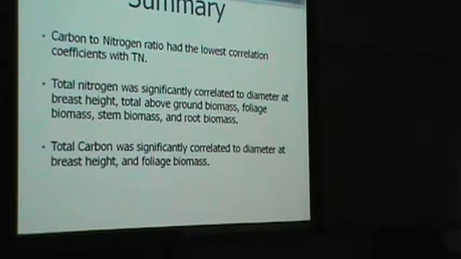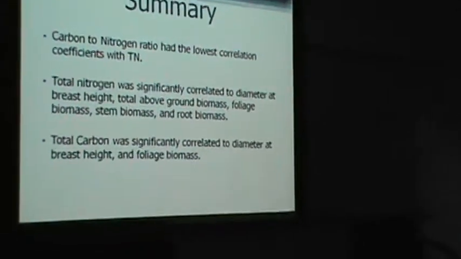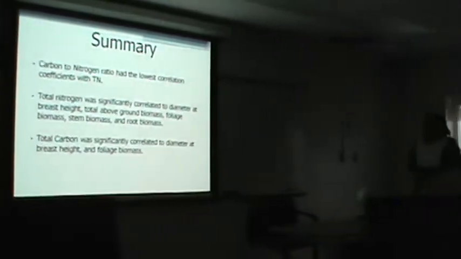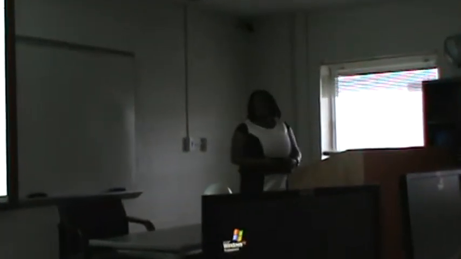Total nitrogen was significantly correlated to diameter at breast height, total above ground biomass, foliage biomass, stem biomass, and root biomass. Total carbon was significantly correlated to diameter at breast height and foliage biomass. The total carbon variogram showed the range 1.20, the maximum distance across the field that you could go before you would see a change in the data.